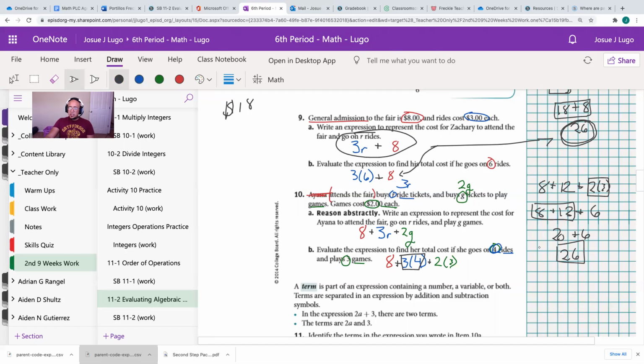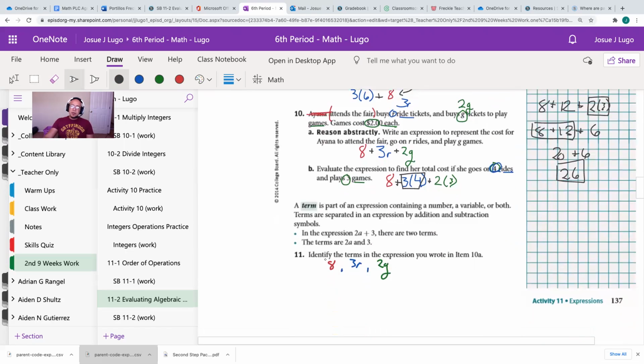So if I want to go to the fair and get on 4 rides and play 3 games, I need at least $26. I need $26 exactly, actually. That just happens to be the same answer that we got for 9B, but instead of going on 6 rides and no games, now I'm going on 4 rides and playing 3 games, and it's $26. Okay.